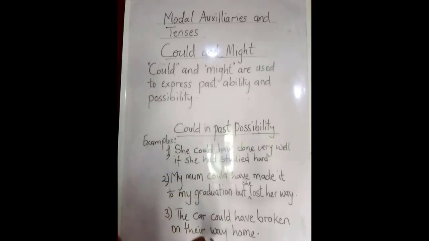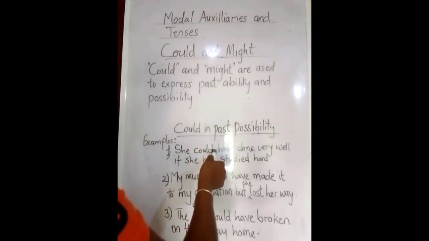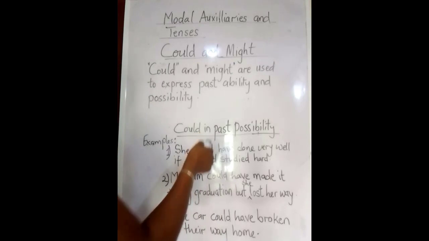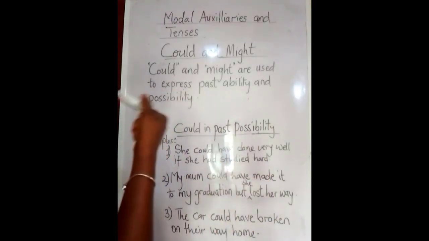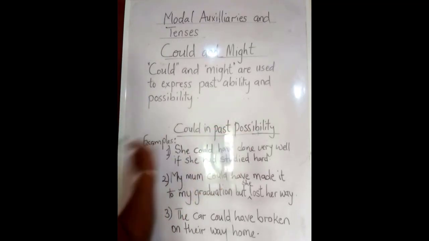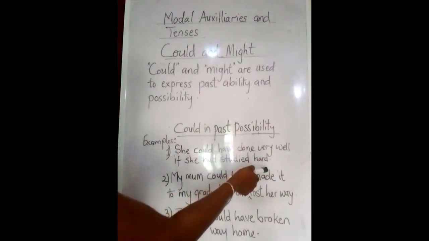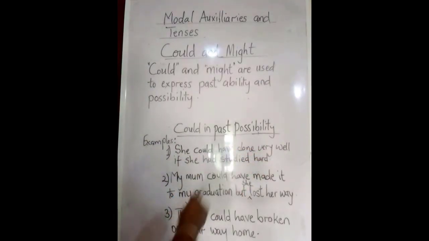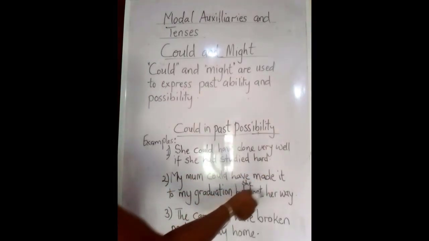So these 3 examples show the use of could in expressing past possibility, in expressing something that had a chance of happening in the past. She could have done very well if she had studied hard, but she didn't study hard, and so she didn't do well. My mom could have made it to my graduation party, but she lost her way.